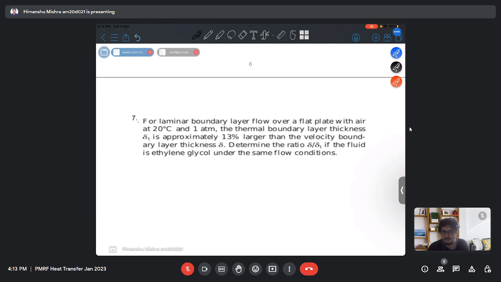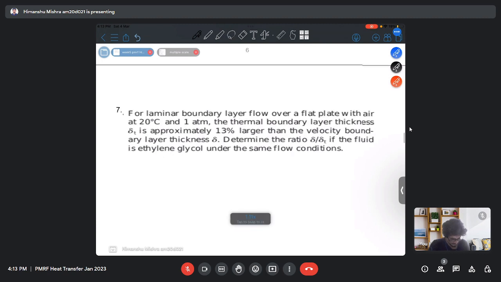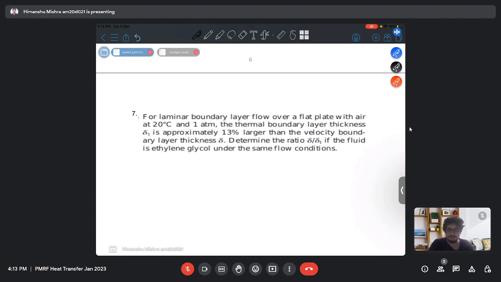So first we have air on a flat plate, and there is a boundary layer due to the air, and it is defined that for air the thermal boundary layer is 13% larger. Using that, we need to determine the same ratio of thermal boundary layer and hydrodynamic boundary layer for the different fluid, which is ethylene glycol.